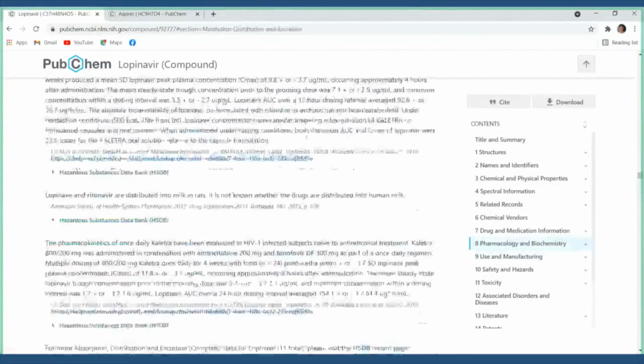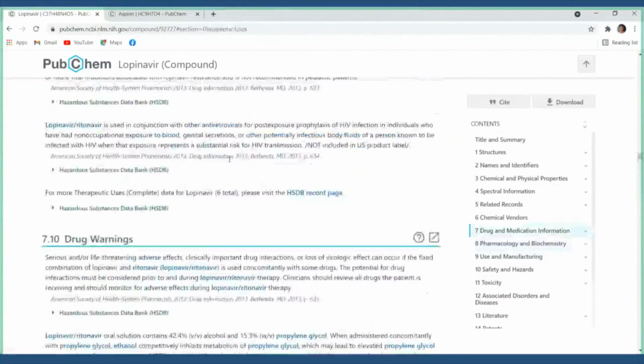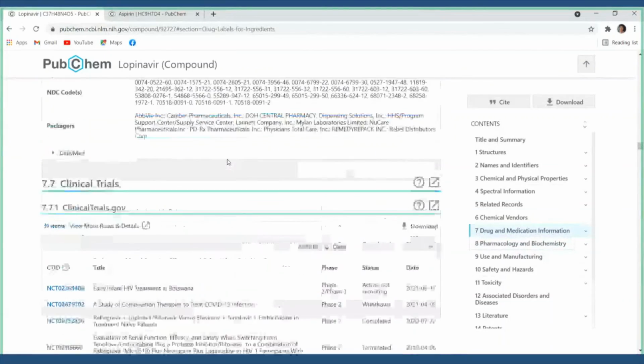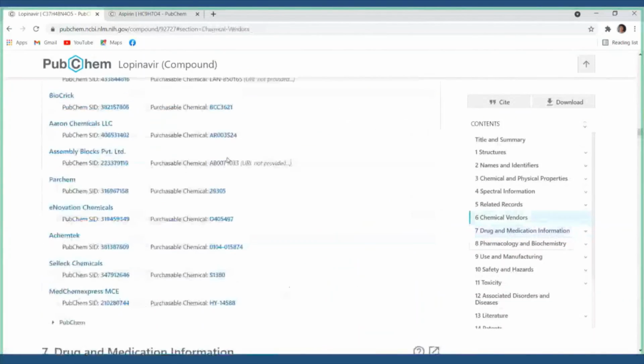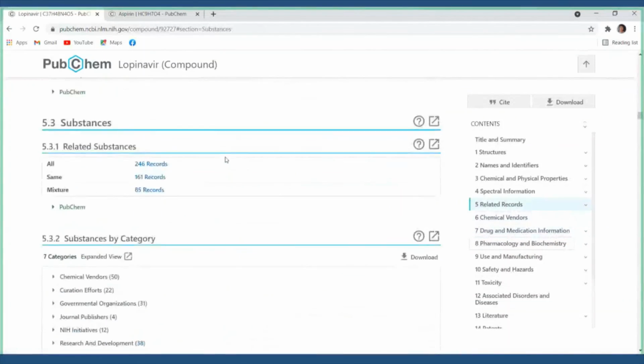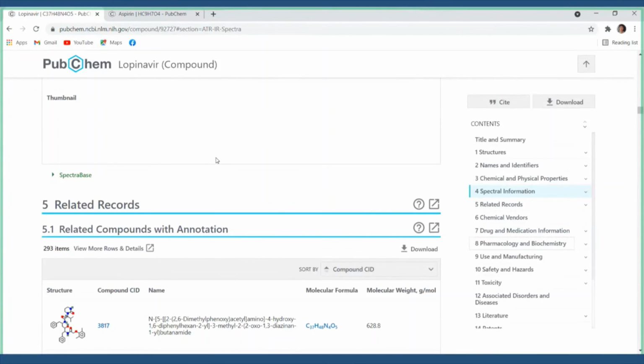So I think I've provided information to us regarding PubChem. Do we have any question before we move to the next one?